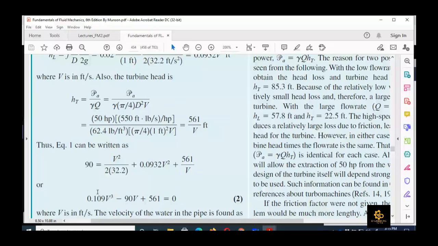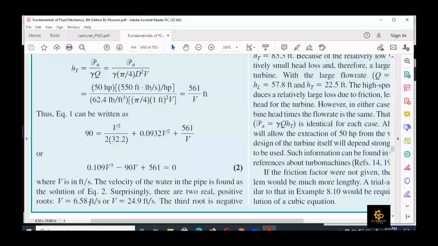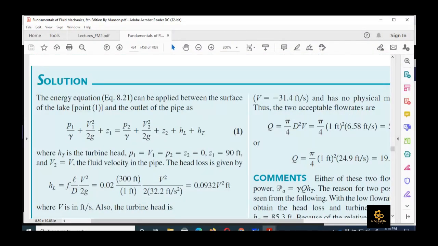So we can use our scientific calculators to calculate the value of V, and because this is a cubic equation, it would have 3 roots. If it had been a quadratic equation, it would have had 2 roots, but because it is cubic, we will get 3 values of velocity. Now, one value is 6.58 feet per second, and the other value is 24.9 feet per second. These two values are realistic, and the third value is minus 31.4.